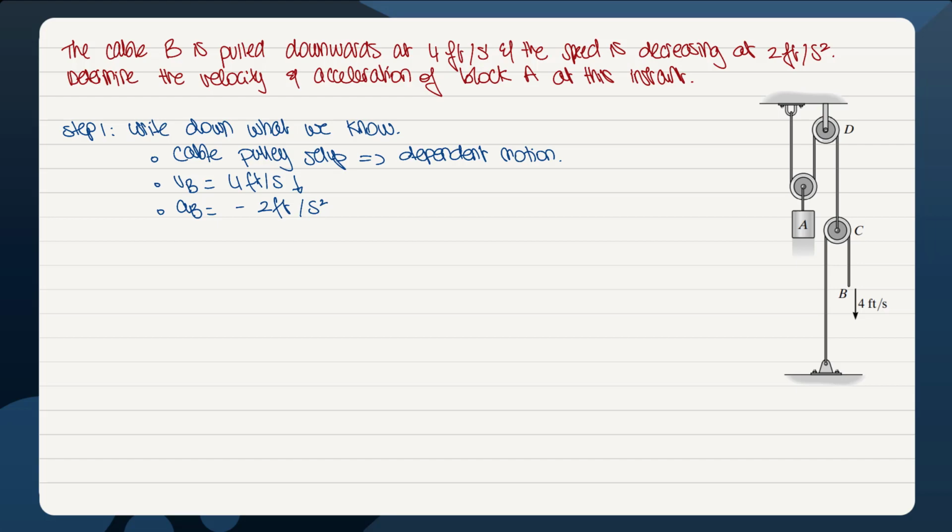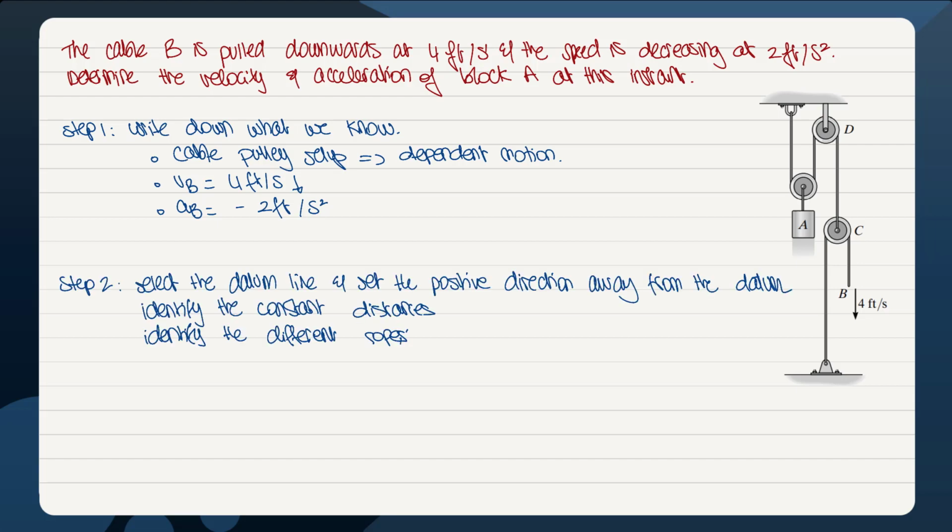The second step, as we have seen in the lecture, is to select the datum lines and to set the positive direction away from the datum. You are free to select whatever datum you want for any particle you're working with. Here we're dealing with two main particles, B and A. So let us select the first datum for A to be the upper pulley, the one that's directly attached to the wall. Let's call that D. That's our datum. The second datum for point B would be the ground, the bottom ground.